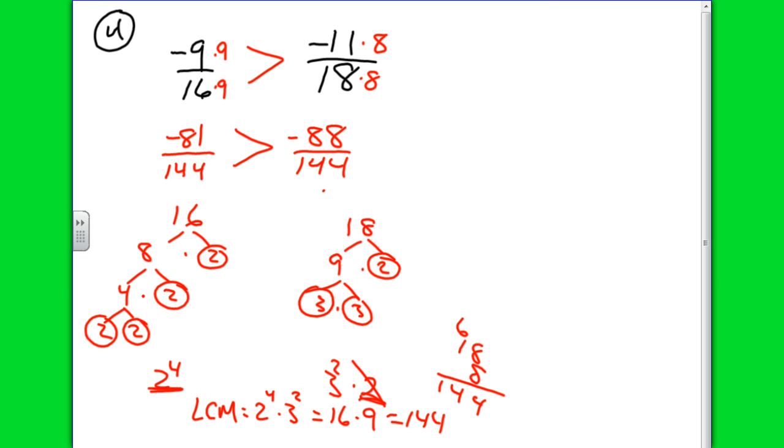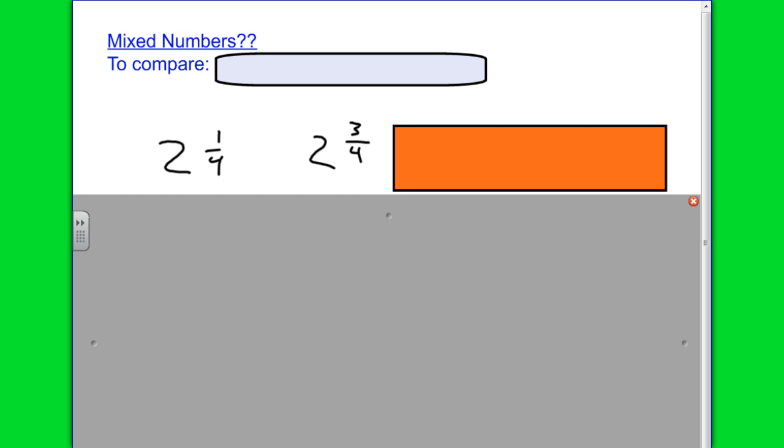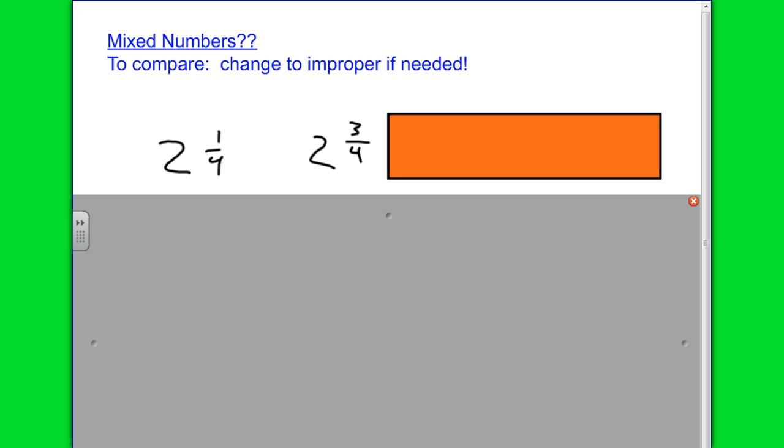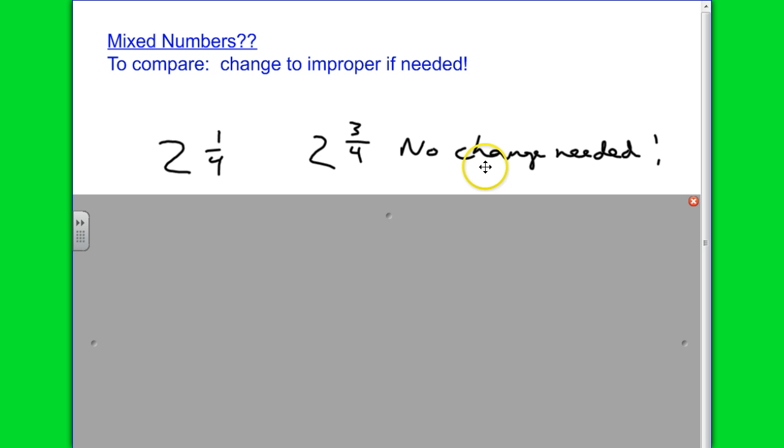So we first tried a list, and it got so long we decided to factor. And we found the common denominator of 144. How does one compare mixed numbers? Jensen? I think this example is so basic that most people know which of these is greater. But if you need to, you could change it to improper. If you don't need to, because they both have the same denominator, there's no change needed. Which one is greater, Claire? Good, 2 and 3/4. You can say that, right?